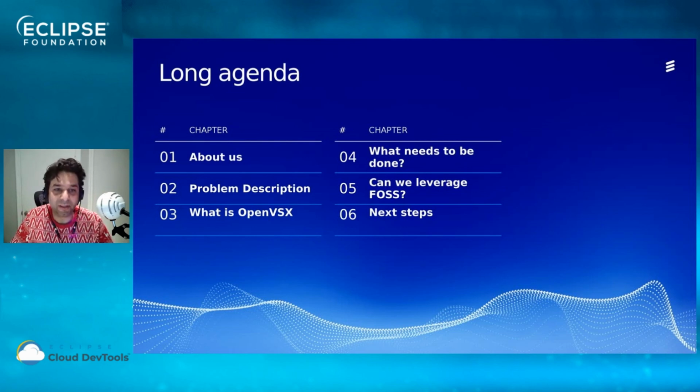Okay. So here is the agenda for today. We want to first talk about who we are. We want to describe the problem that we are facing. And we want to then look at what OpenVSX is and how it can help solve this problem. Next up, we want to talk about what needs to be done and if we can leverage FOSS to take advantage of that to help get things done. Finally, we want to detail the next steps. If you have joined at the Eclipse Con talk, the Theia Community Day, this talk is similar. However, the slides are very updated as more information has been made available.